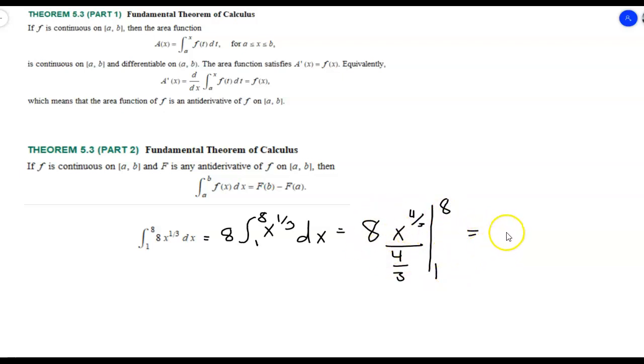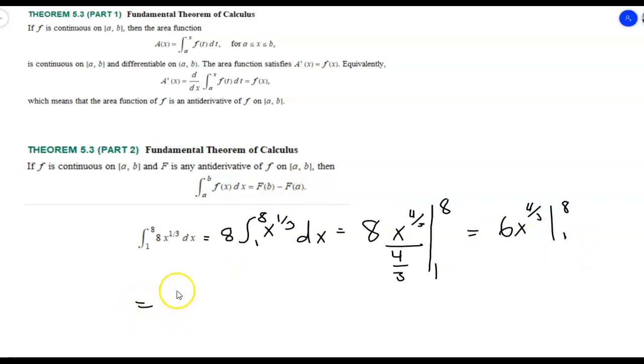This fraction here reduces down to 6 x to the 4/3, evaluated from 1 to 8. So this is our antiderivative. So we're going to take the antiderivative evaluated at our b, which is the upper limit, minus the antiderivative evaluated at a, which is the lower limit.